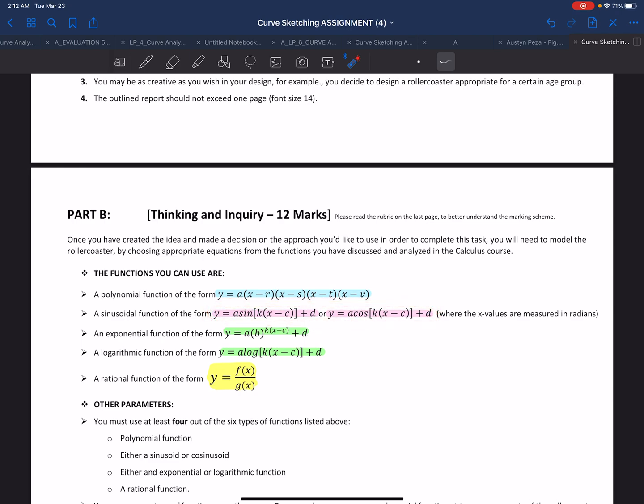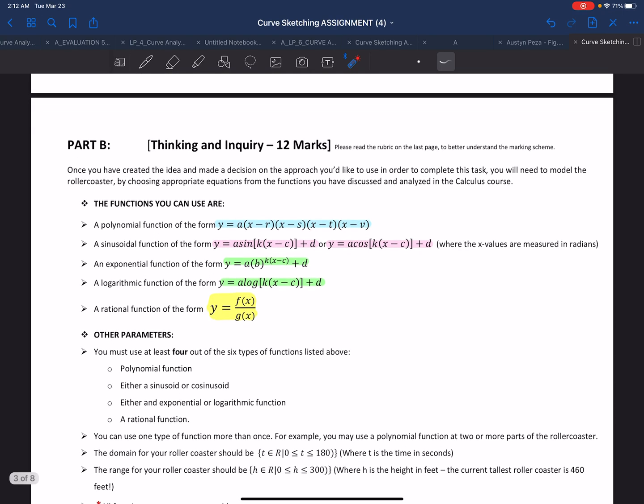They're functions of the same nature, same shape. The only difference between the two is a horizontal translation. An exponential function of the form as described in here, or a logarithmic function with all the transformations. Remember, these are functions of the same nature. They're inverses of each other. And a rational function.